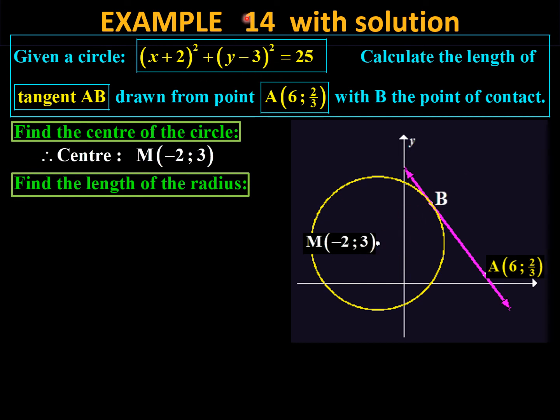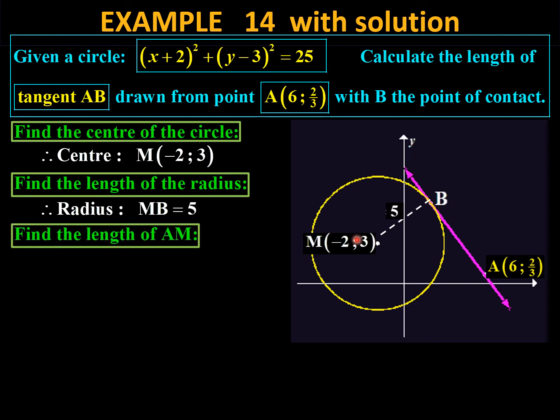Remember, we said we do have the length of the radius from the equation. We don't have to calculate that. So the length of the radius can just be written down, which is 5. Let's insert that in the sketch so we know that's a 5.